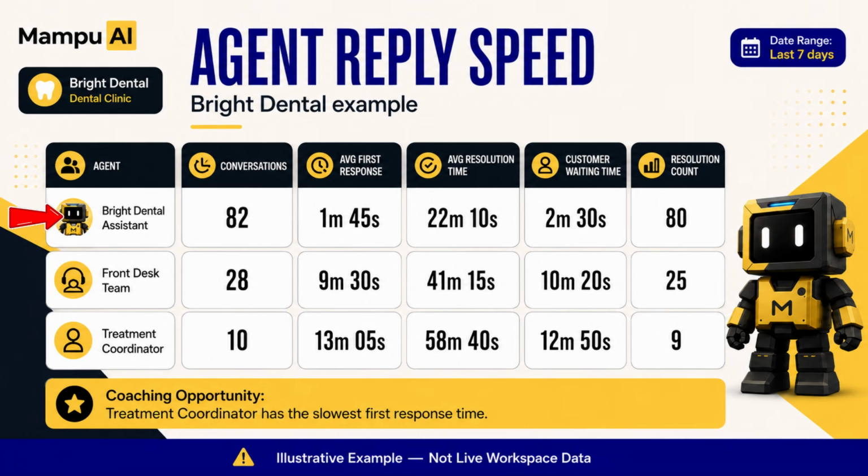The Bright Dental Assistant has a first response time of 1 minute and 45 seconds, while the other example roles take longer to respond. The Treatment Coordinator has the slowest illustrative first response time at 13 minutes and 5 seconds. That becomes a coaching signal. A manager could review the underlying conversations, check workload distribution, and determine whether additional training or coverage is required.